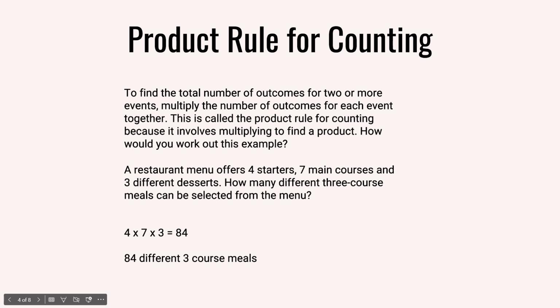So, to begin with, to find the total number of outcomes for two or more events, we multiply the number of outcomes for each event together. And this is the product rule of counting. An example of this would be, a restaurant menu offers 4 starters, 7 main courses, and 3 desserts. How many different 3-course meals can be selected from the menu? So here we do 4 times 7 times 3, and we get 84 different 3-course meals. The product rule of counting is basically combinations. It's how many, say, A and B, or B and A, that we can get in a total set.